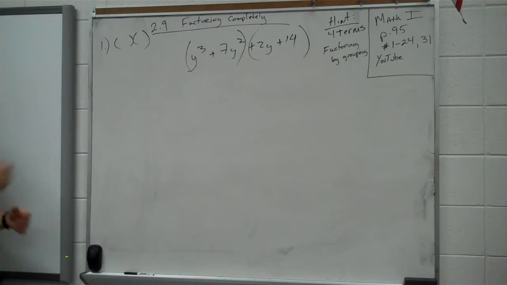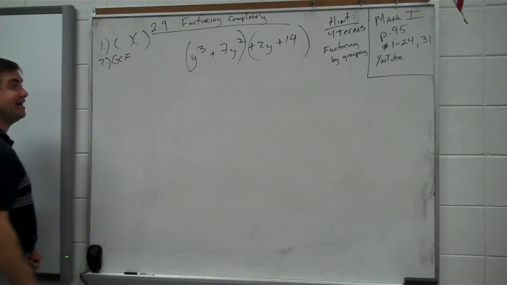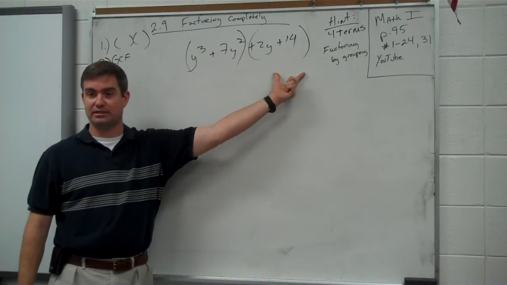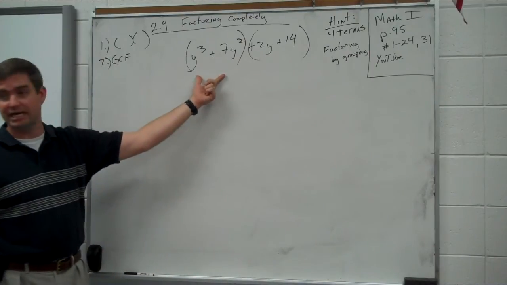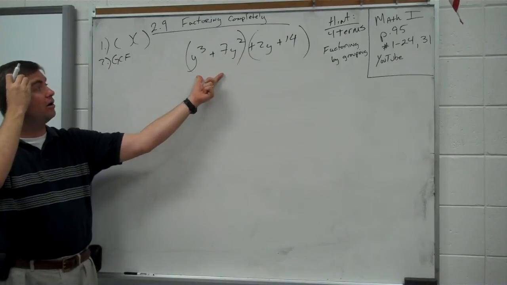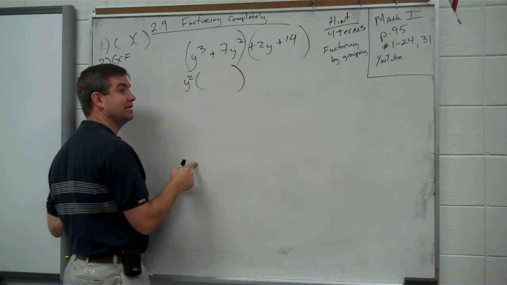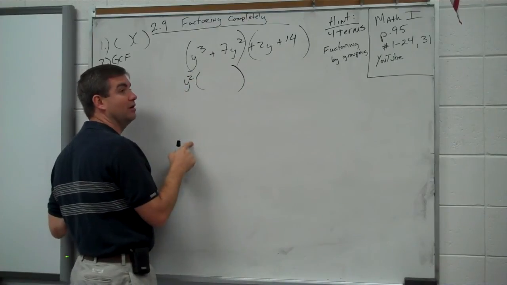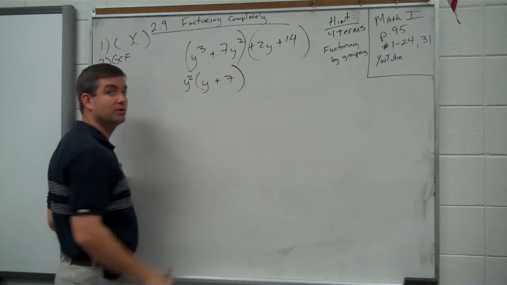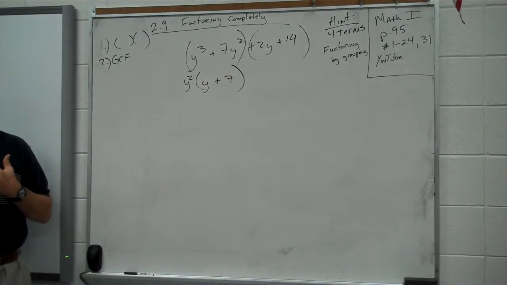Okay? Step number 2, GCF. Pull a GCF out of the first parentheses, pull a GCF out of the second parentheses. Okay? What's the GCF of this parentheses, Carter? Y squared. Very good. Y squared, right? And I'm left with what's on the inside. If I pull y squared out, what's left on the inside? Y plus 7. Good, Zoo. Y plus 7, right? I pull a y squared out, I get y plus 7.